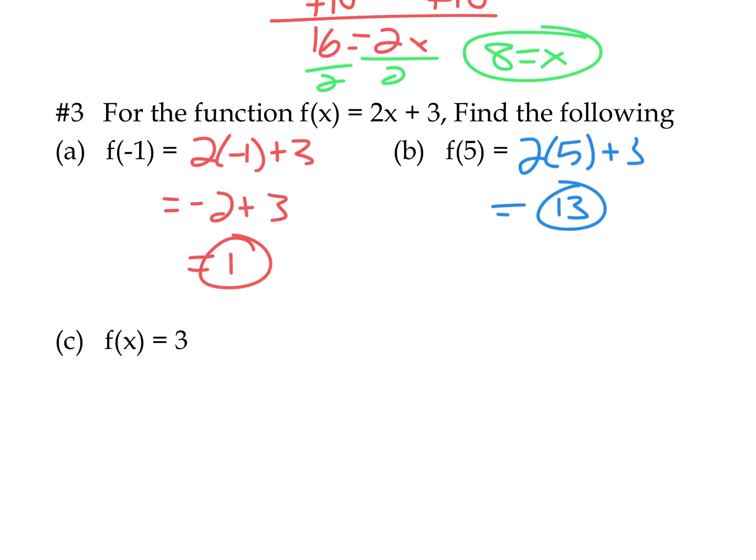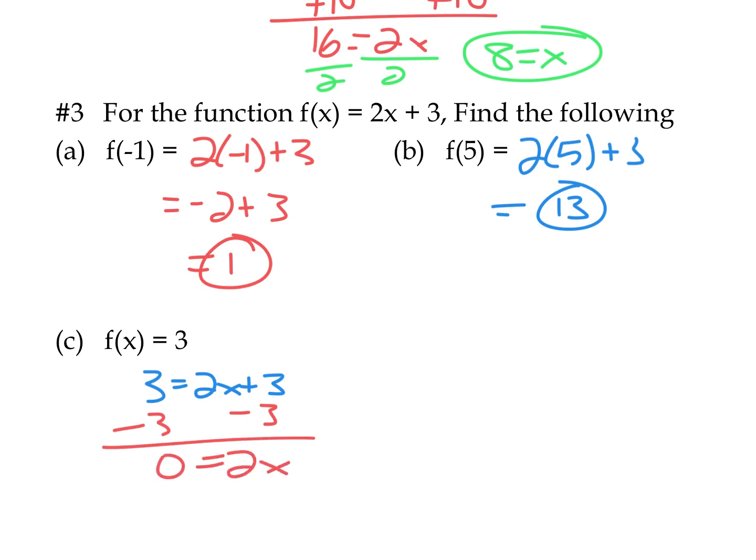So when we solve this, we're going to have 3 equals 2x plus 3. I'm going to solve this by subtracting 3 on both sides: 0 equals 2x. And I divide by 2 on both sides. 0 divided by 2 is 0, so 0 equals x. So that's finding a value of the function when we know the x value to plug in, or finding what the x value would be to give us the function value, in this case of 3.